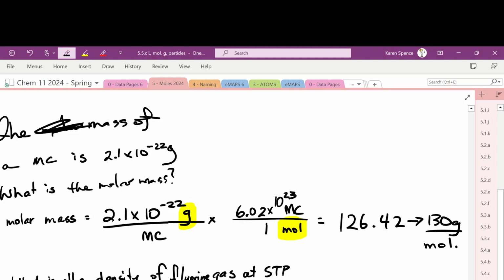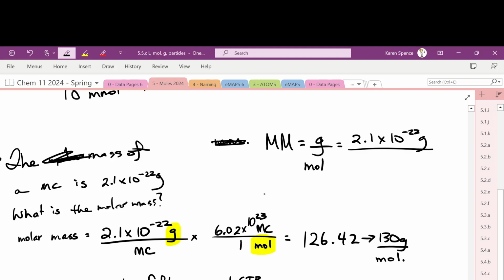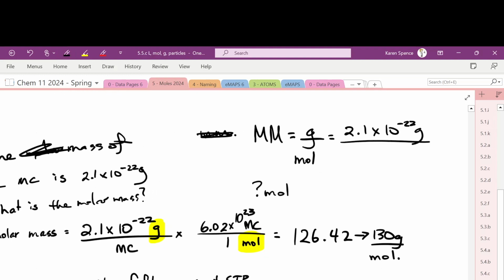You can do it in one line like that, or you can say molar mass, capital M, is equal to grams over moles, and that is equal to 2.1 times 10 to the negative 22 grams over, and we don't know what the moles are, and you can say, well, what are the moles? And this is a two-line way of doing it.